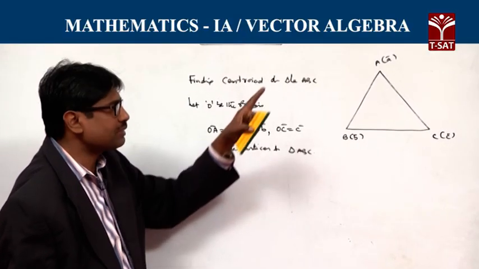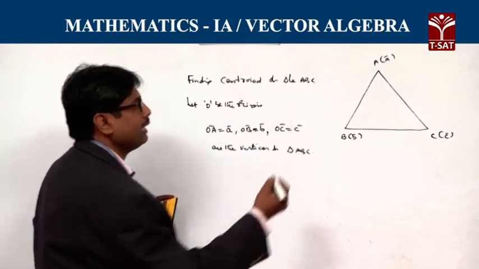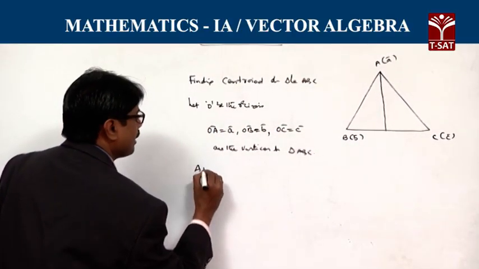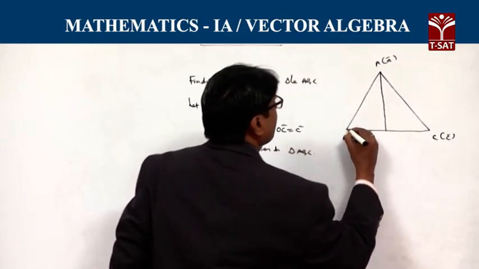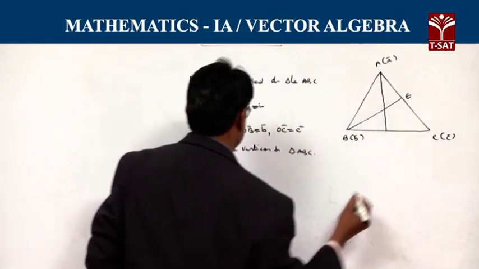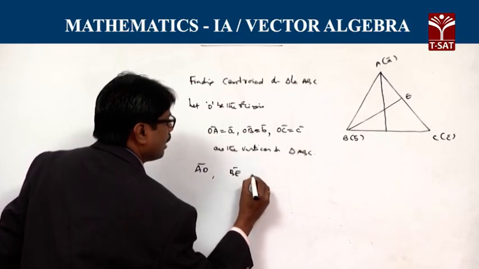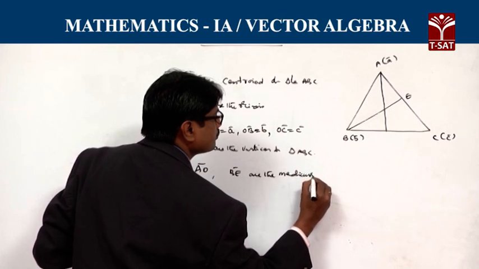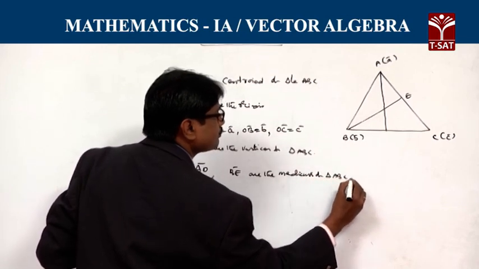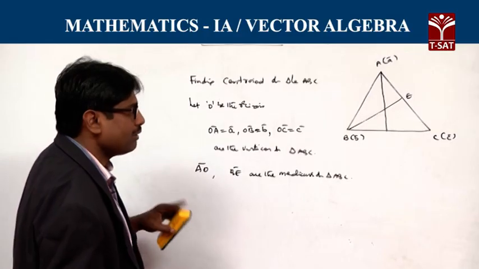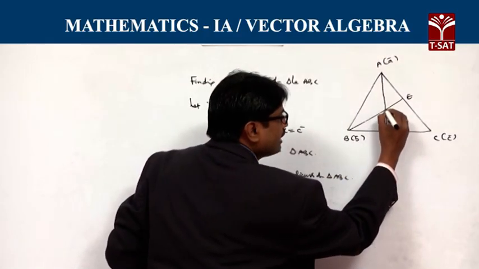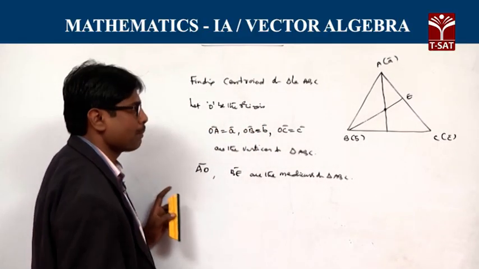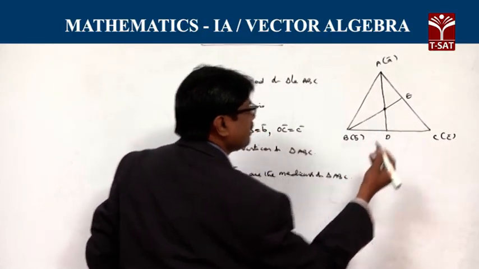To find the centroid, first we will define the medians. AD bar and BE bar are the medians of the triangle. And we take the concurrency point of these medians and name it G. So, AD bar and BE bar.